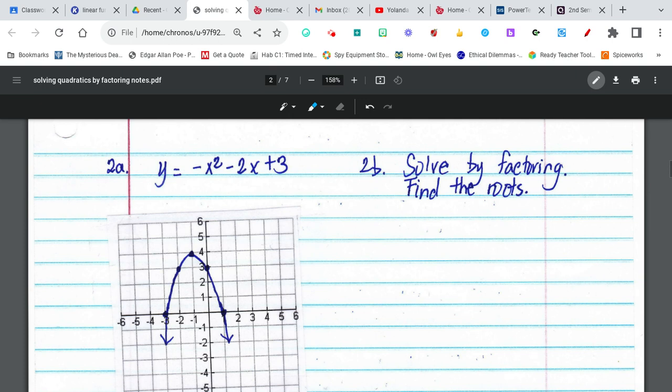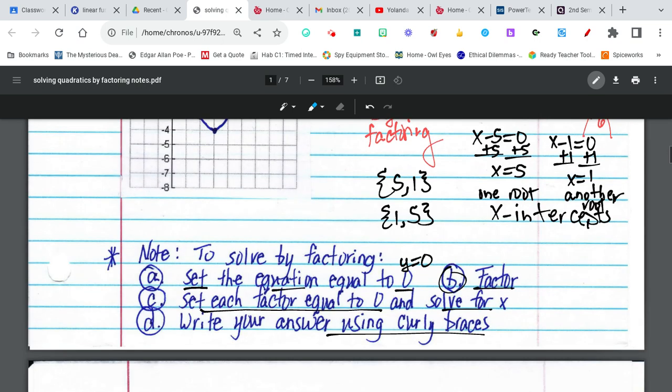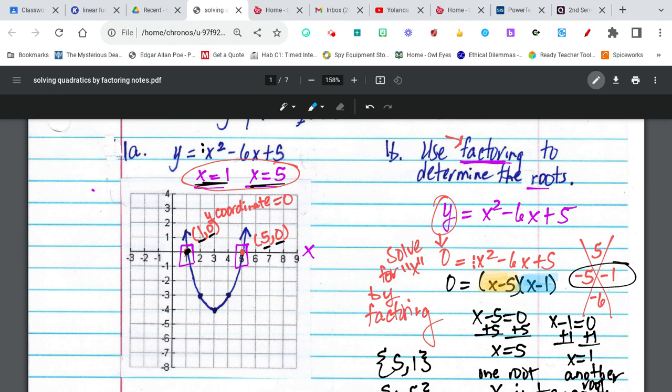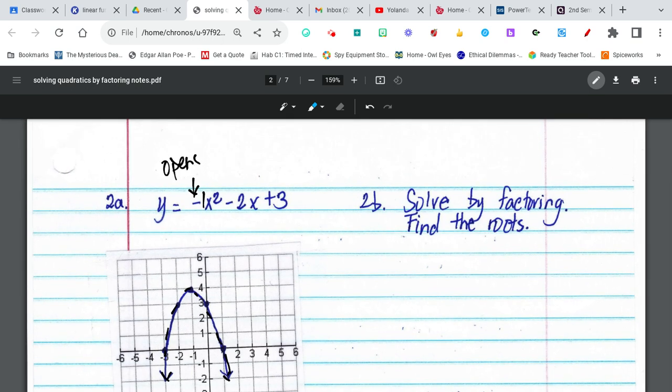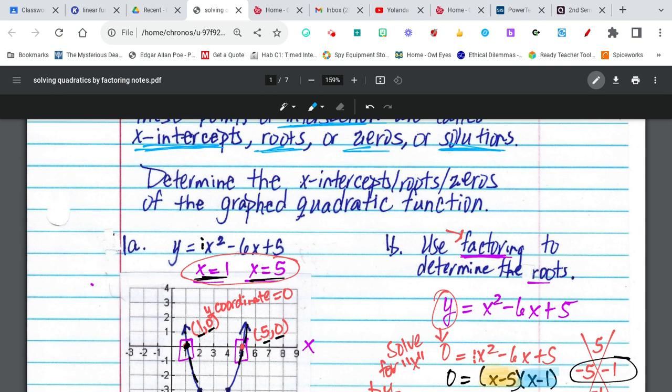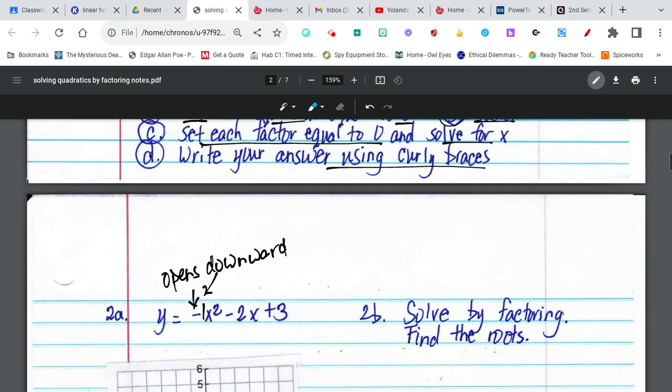So we're going to take a look at this graph real quick. Because the leading coefficient is negative 1, this graph is turned upside down, as you can see. On this one, on 1A, the leading coefficient was positive 1, so the graph was open upward. Here the graph opens downward because the leading coefficient is negative. This one opens upward because the leading coefficient is positive, guys. It has something to do with that leading coefficient, the way it opens.